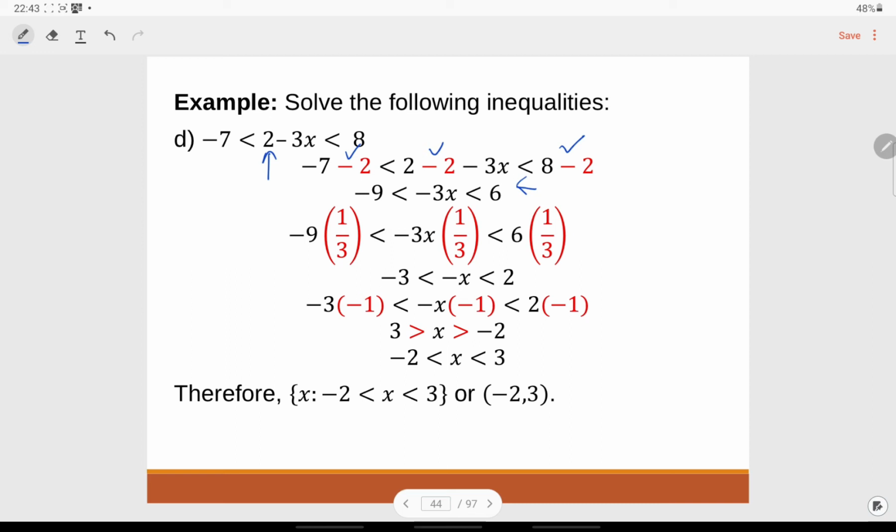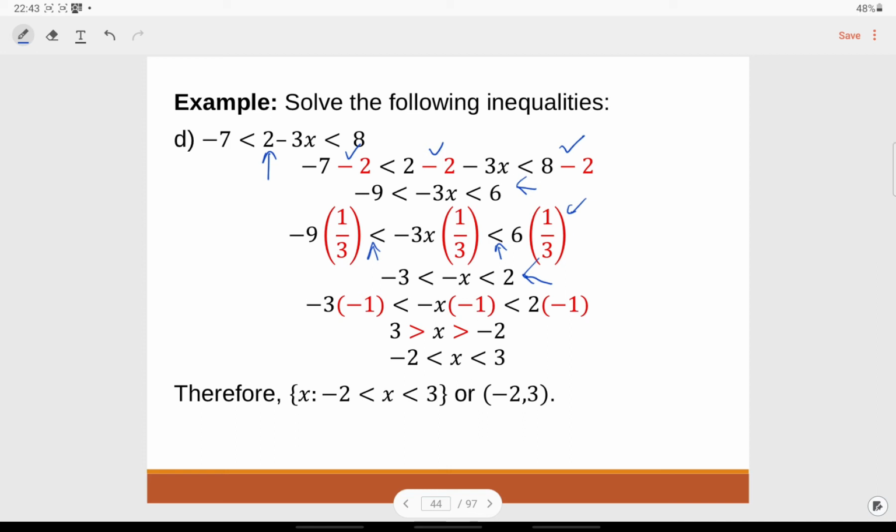Now we want to eliminate the negative 3 at x. So that means we multiply all items by 1 over 3, because 1 over 3 is positive, so the sign remains the same. After we multiply, we have this inequality. We have negative x is greater than negative 3, less than 2.